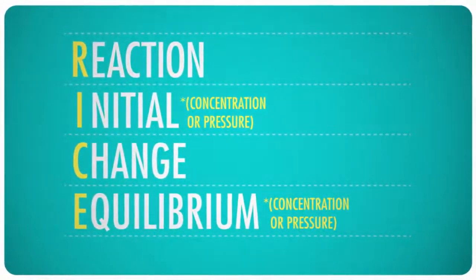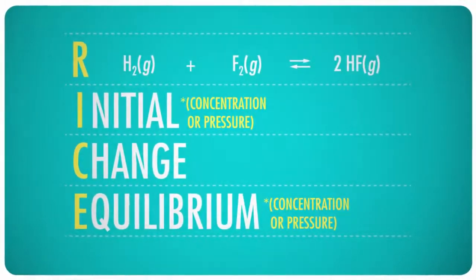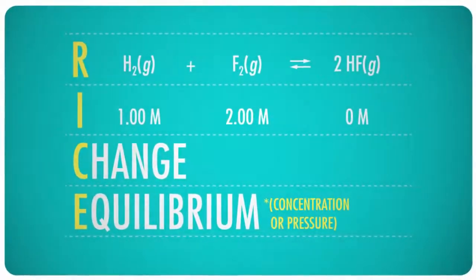On the R line at the top of the table, we write the chemical equation of the reaction, leaving space between each part so we'll have room to add more information below. On the I line, we write the initial concentrations of each substance. Some of those will almost always be 0, since products generally aren't present until the reaction begins.